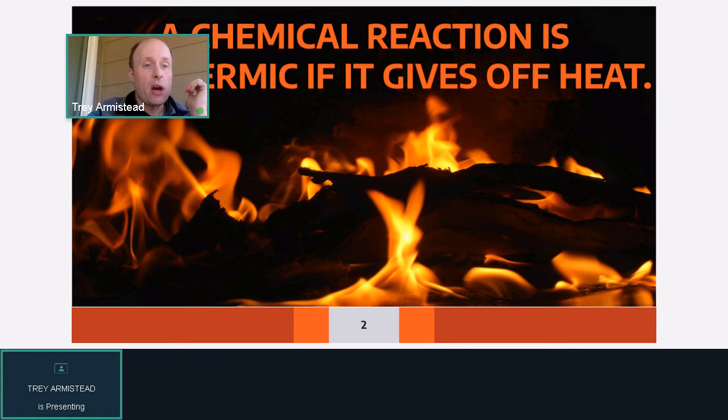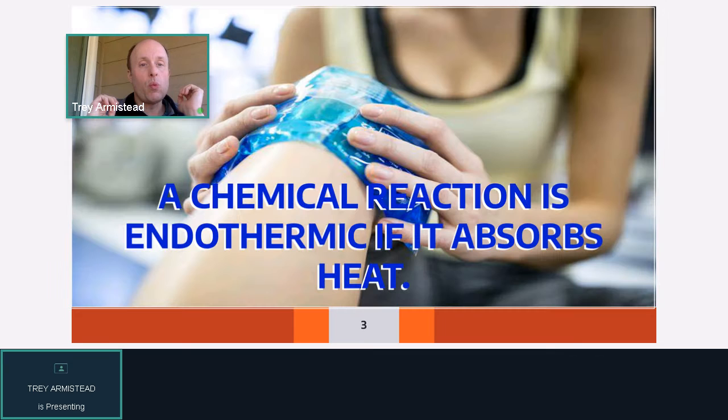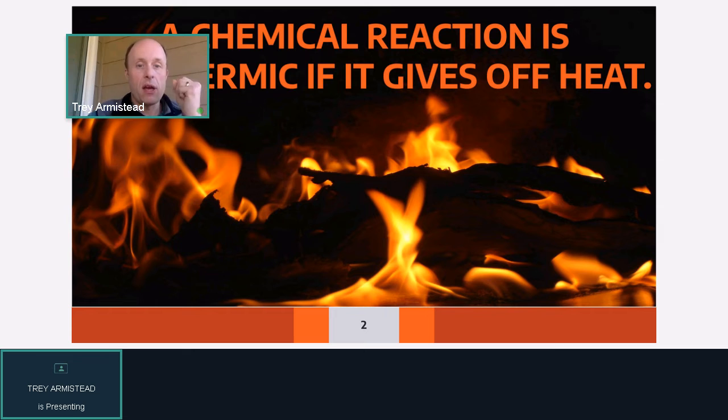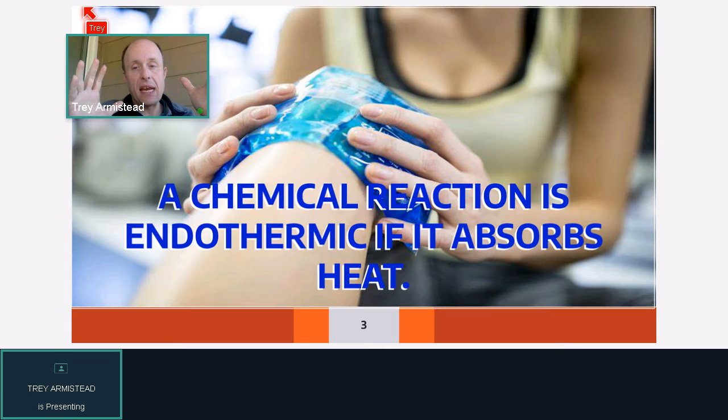So starting off, our first idea here is that a chemical reaction is called an exothermic reaction if it gives off heat. And a chemical reaction is called an endothermic reaction if it absorbs heat. That is, it gets colder. So for an exothermic reaction, a classic case is fire. When fire happens, it gives off a huge amount of heat. An endothermic reaction would be more like one of those cold packs that you put on your leg. There's a chemical reaction that goes on inside of that, and whenever that chemical reaction happens, it gets colder. It absorbs heat in and gets cooler.